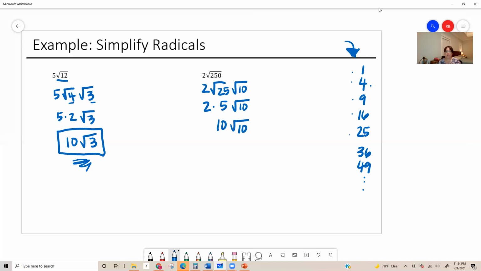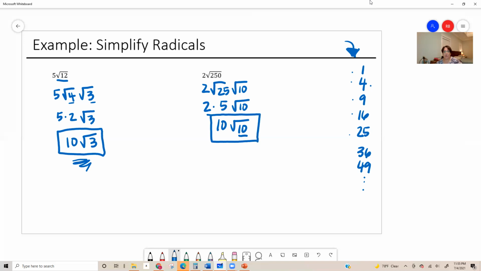Now, you want to make sure that you've simplified all the way. So you want to continue to look and see, are there any more perfect squares contained in 10? You have to look at the numbers that are less than 10. So 4 will not divide evenly into it, so you're okay. 9 and 4 are the only 2 options here. So this would be as simplified as it gets.